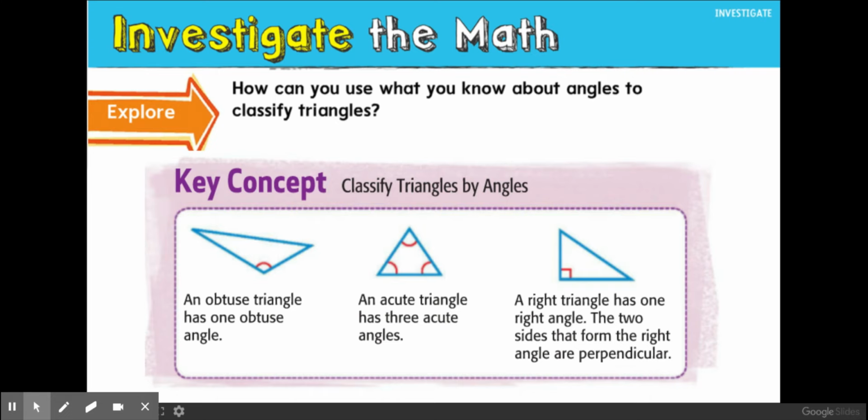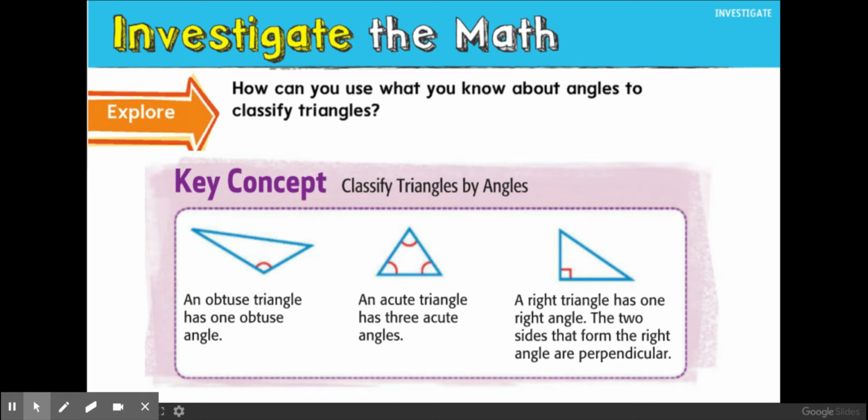There is an obtuse triangle, and an obtuse triangle has one angle that's obtuse. Remember, obtuse means larger than 90 degrees. Then we have an acute triangle, and an acute triangle has all three angles acute. Remember, acute means smaller than 90 degrees. I always remember it like cute things are little, like kittens and puppies and babies. So acute angles are little.